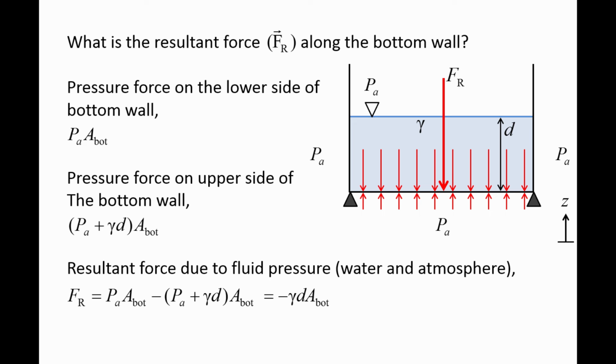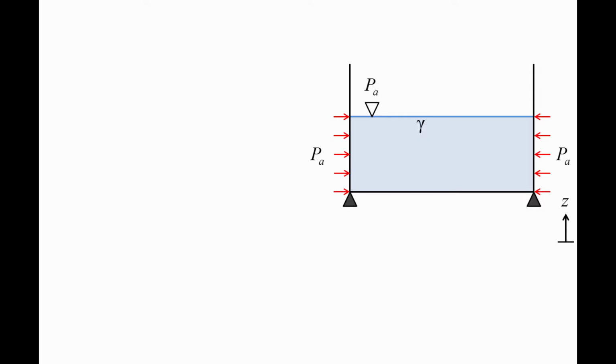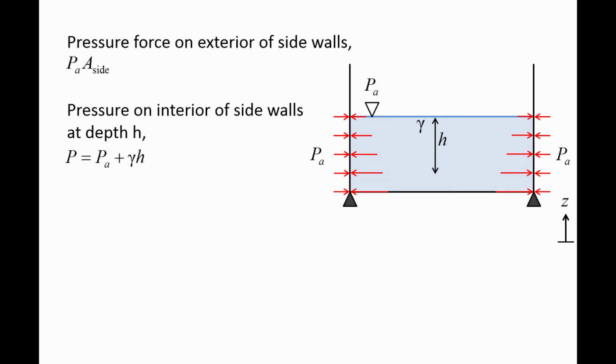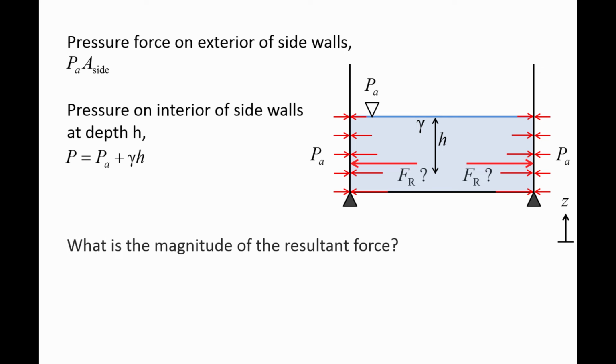Finding the resultant pressure force along the bottom wall was relatively easy because the pressure is constant along the entire wall. This is not the case for the side walls. The pressure along the exterior of the side walls is PA, and the related pressure force is PA times the area of the side wall. However, on the interior of the side walls, the pressure increases linearly with depth. At a depth H, the pressure is the atmospheric pressure plus gamma H. We want to determine the magnitude of the resultant force caused by the fluid pressure on the side walls.